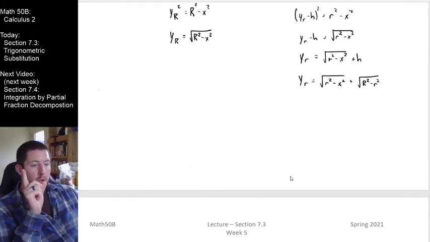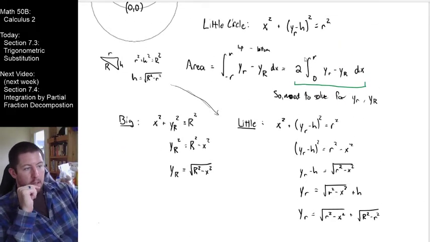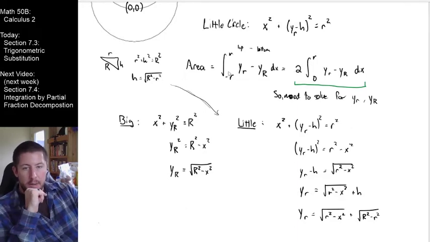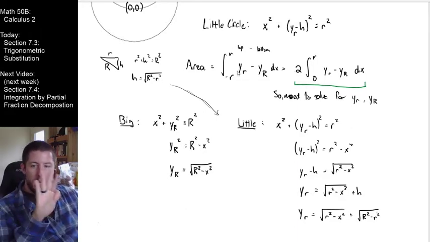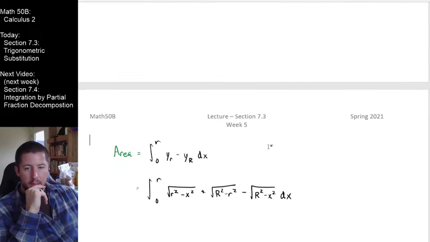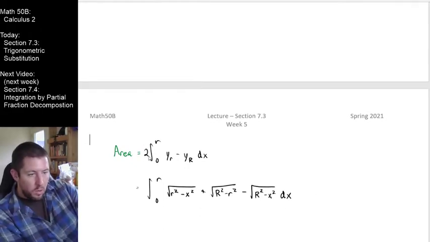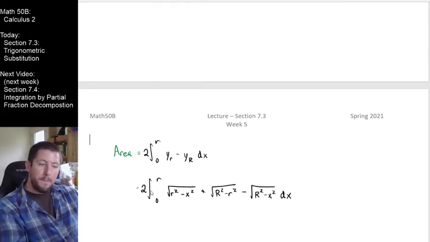So, I dropped an important thing right here. Remember that we're doubling this integral because of the symmetry of our geometric object. So this should be a 2 times and a 2 times right there.